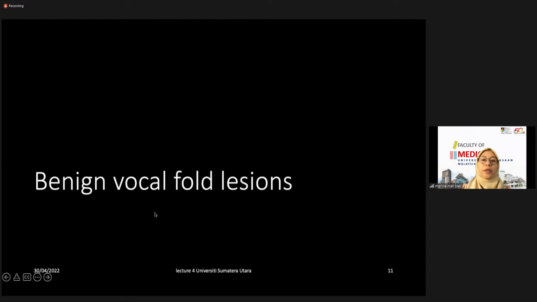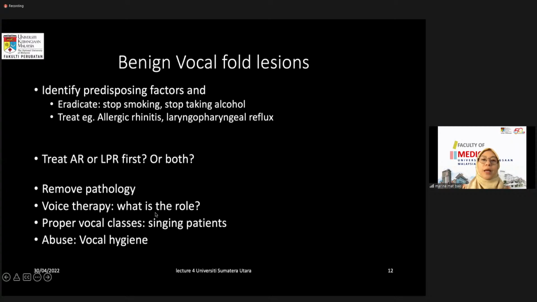So in benign vocal fold lesions, by the time you have finished history taking and endoscopic examination of the patient, you would have identified some predisposing factors, like whether the patient is a smoker, whether the patient takes alcohol, whether the patient has symptoms of allergic rhinitis and any signs of allergic rhinitis when you examine the nose.